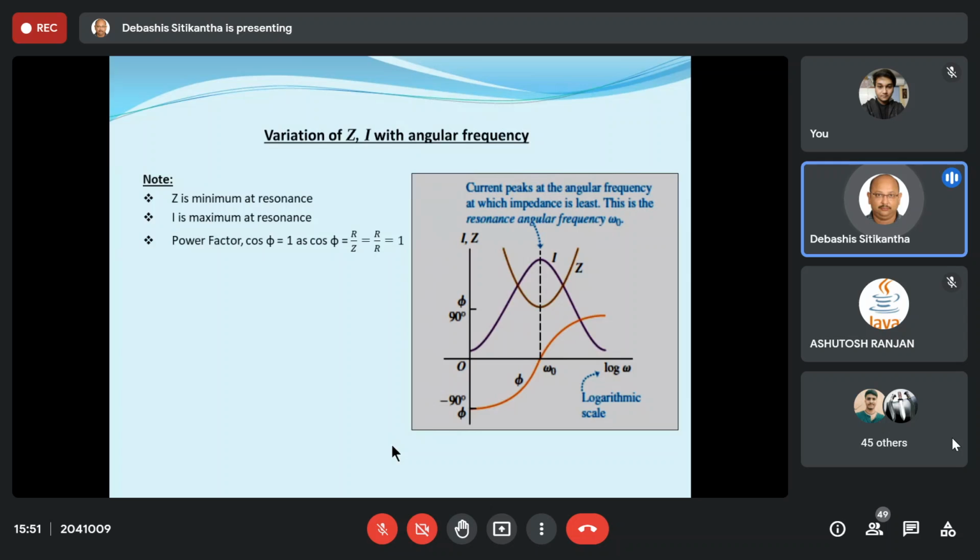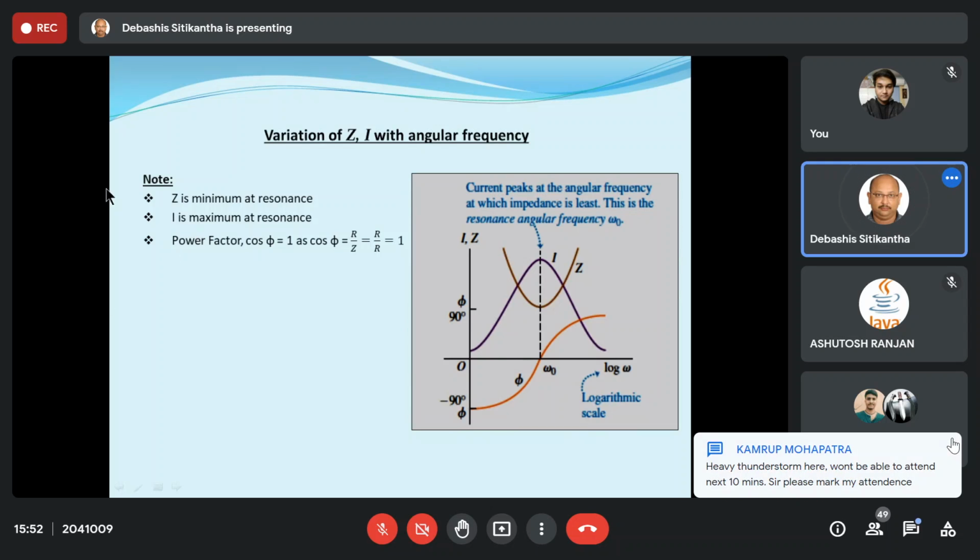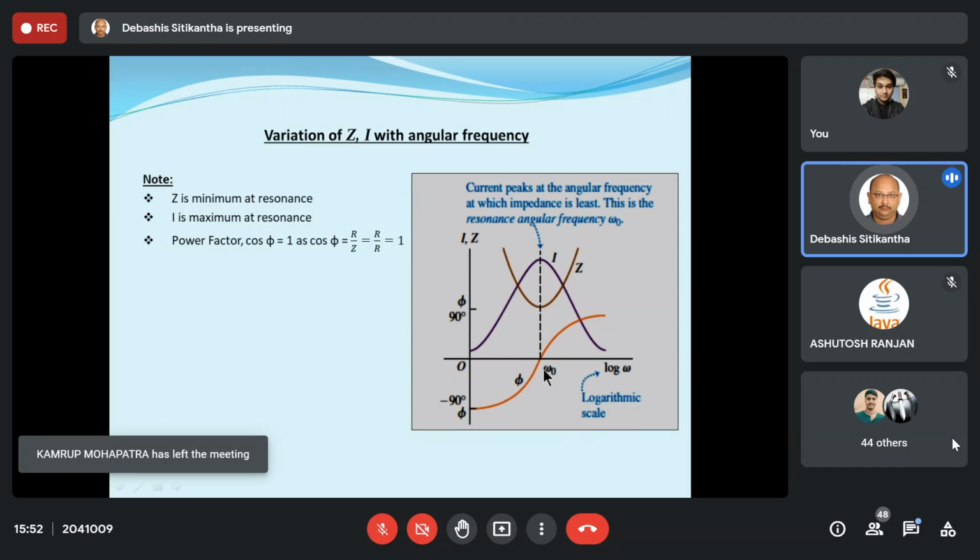Okay, so this is the last thing, the variation of Z and I with angular frequency. Usually we plot it on a logarithmic scale because logarithmic scales are based on powers. So a very long range can be condensed down to a very small diagram. That is why we have used a logarithmic scale. Note, Z is minimum at resonance. So let us say this is the resonance frequency omega 0. You see Z is going to be minimum over here.